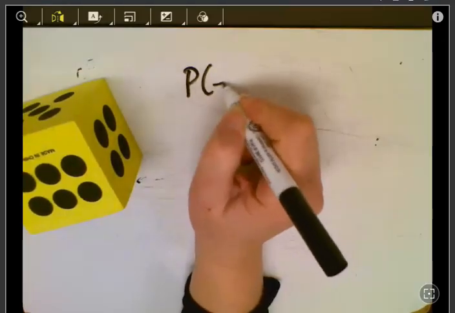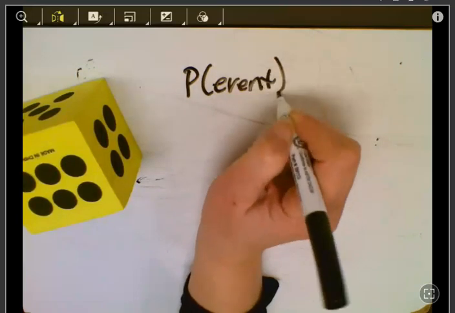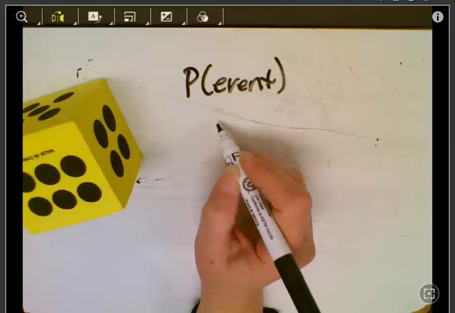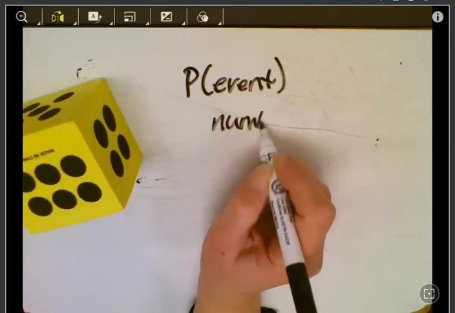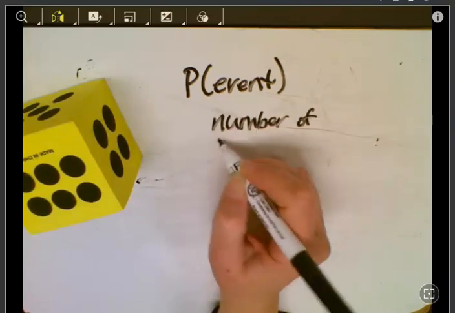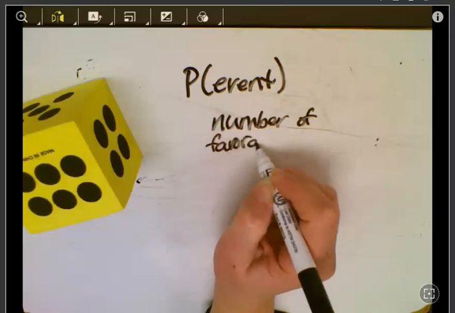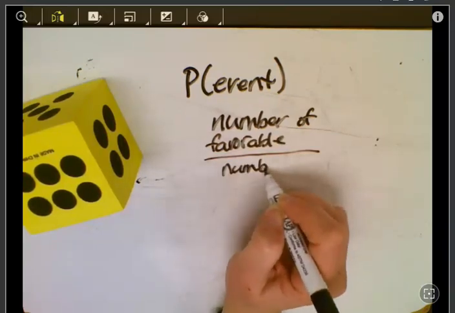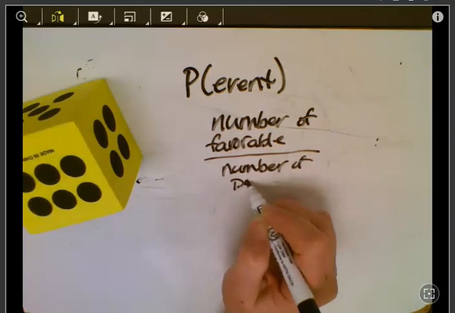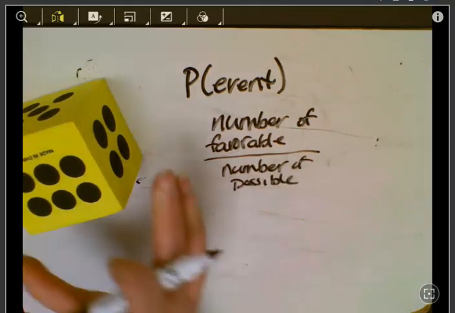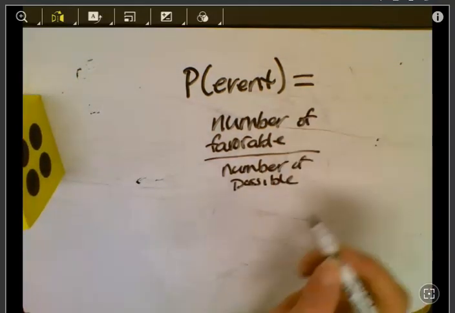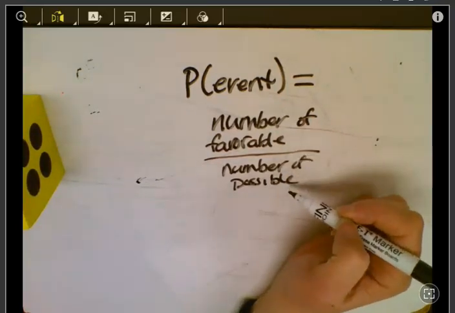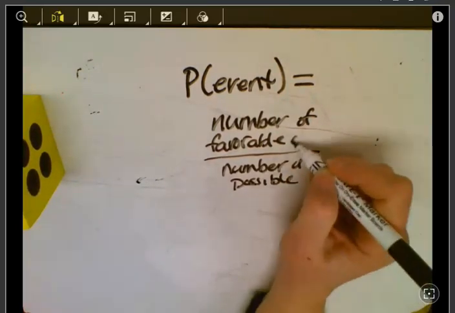So the probability of an event is basically, for this particular one, I want the number of favorable outcomes, which means ones that can happen, over the number of possible outcomes. So that's what the probability of an event is going to equal. The number of favorable outcomes over the number of possible outcomes. I guess I should write outcomes.